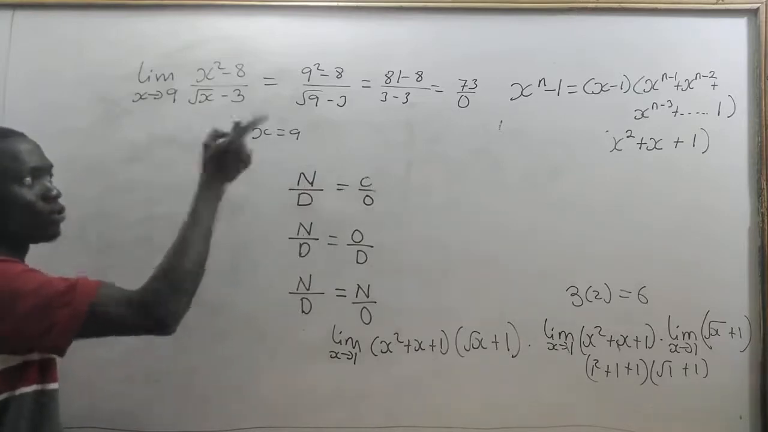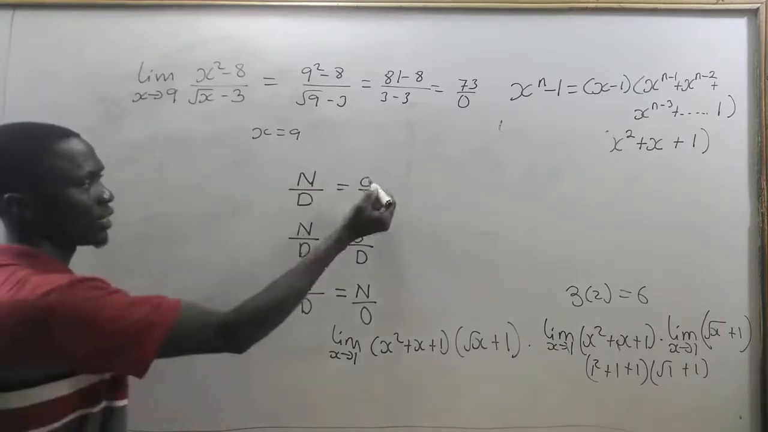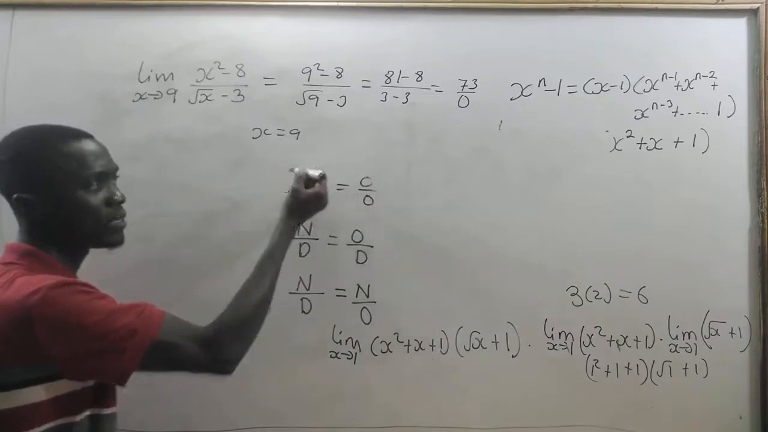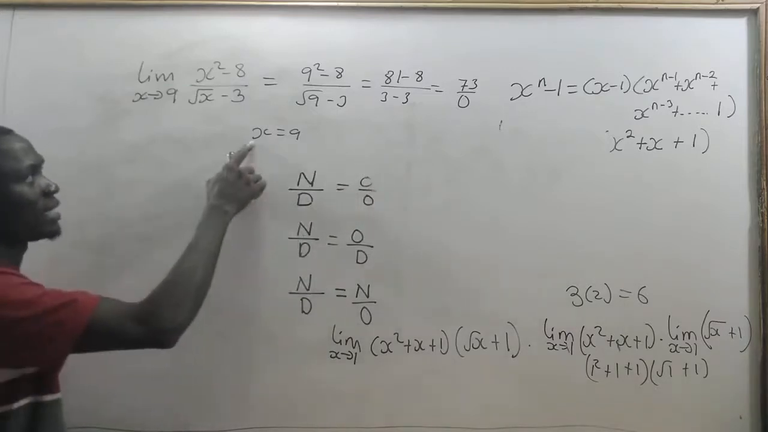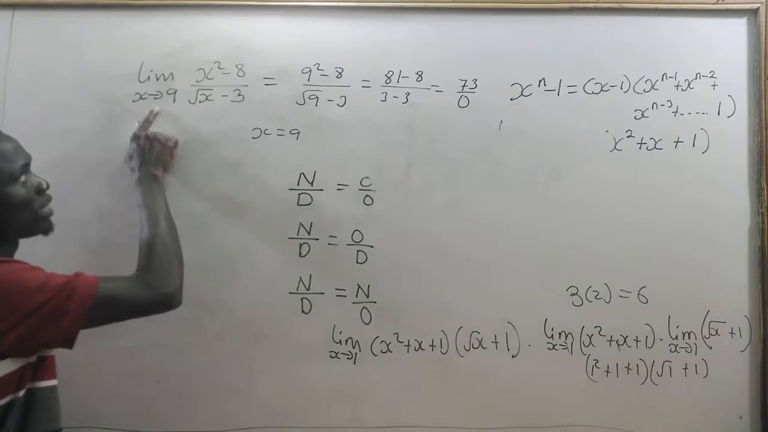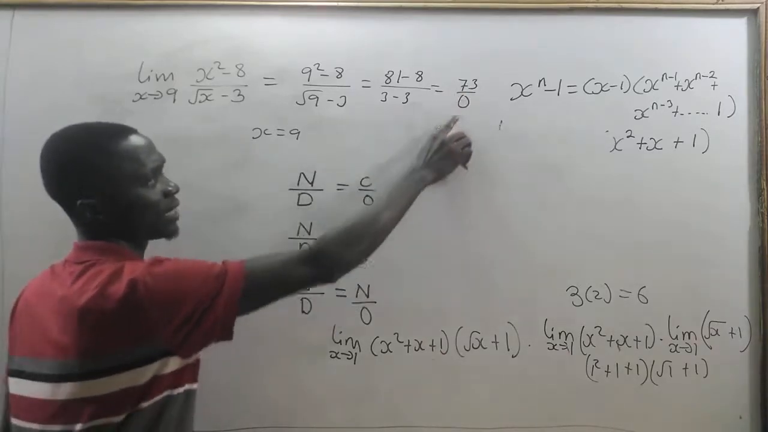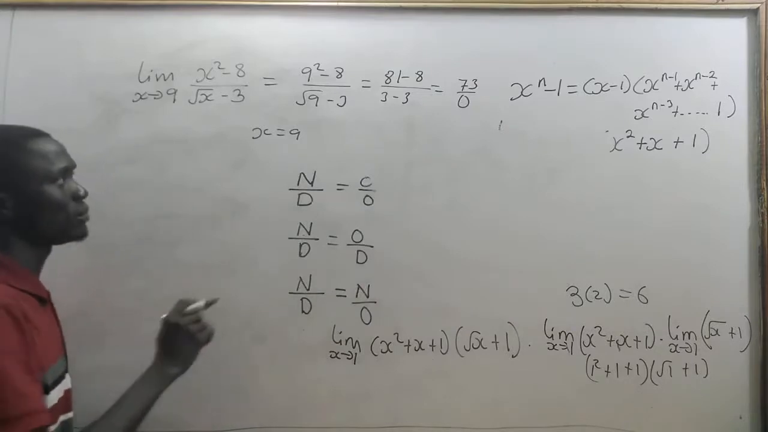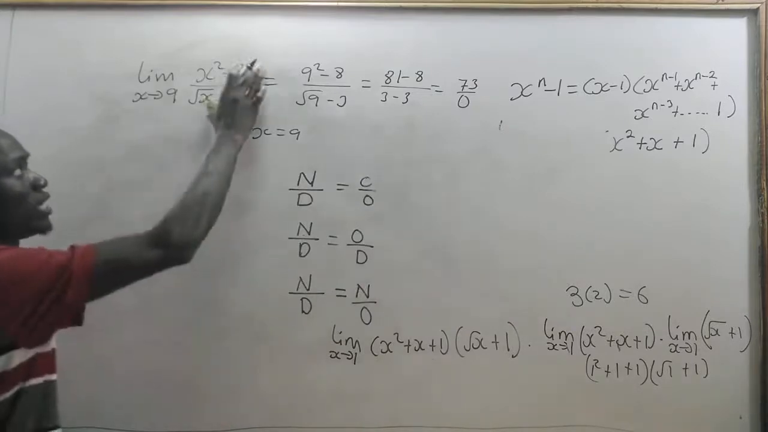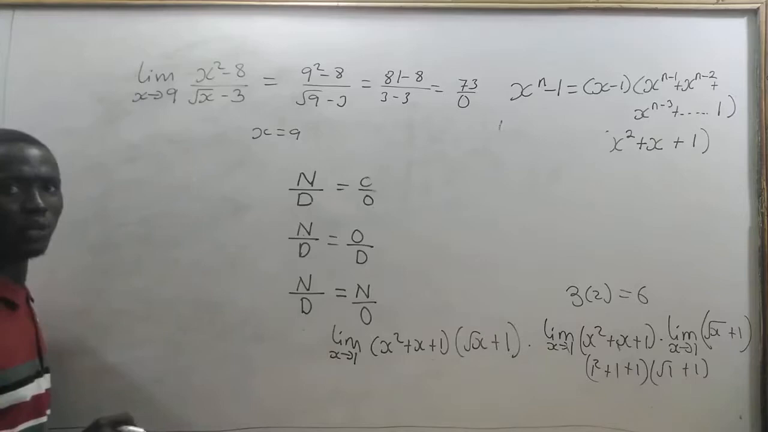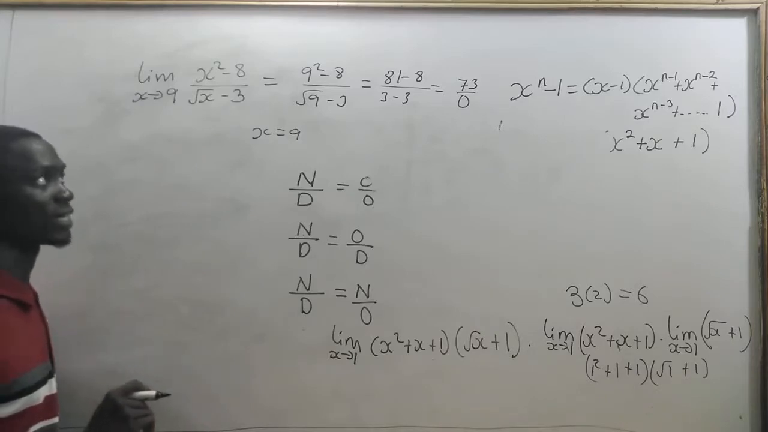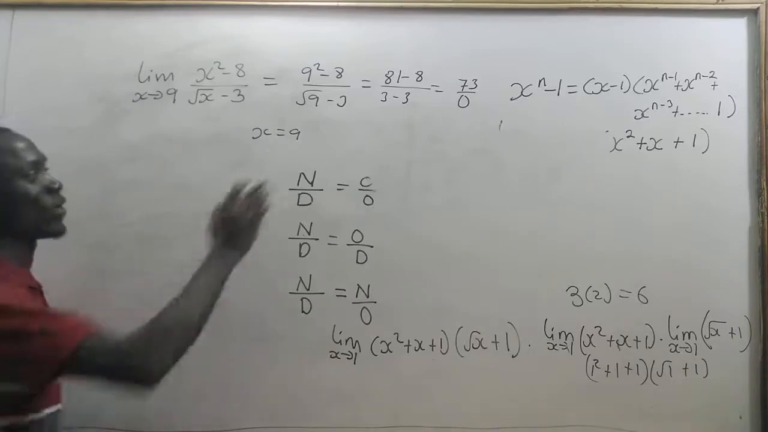If we rationalize this, we will not get a common factor. You see that when you put it here and get 0 divided by 0, that means there's a common factor. But in this case, if we put in x equal to 9, we had the numerator to be 73 and the denominator to be 0. So it means there is no common factor. So here, factorization will not work, and there's no need for us to rationalize. Then what do we do?